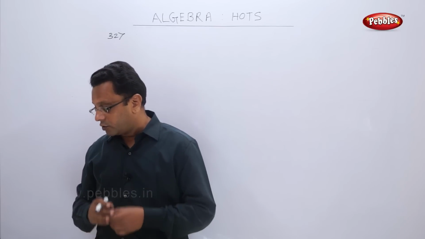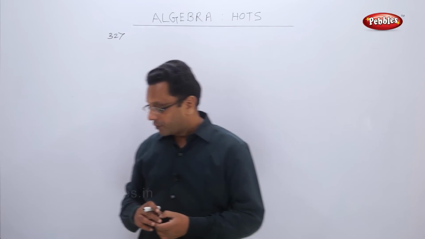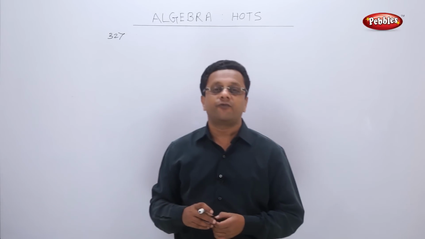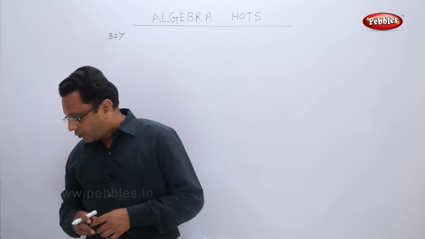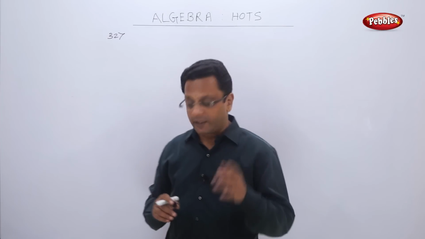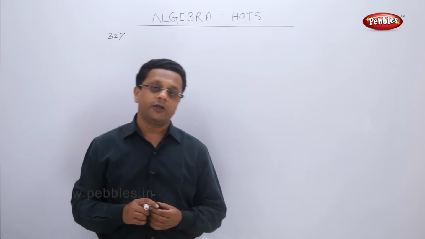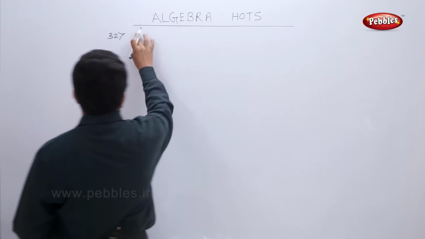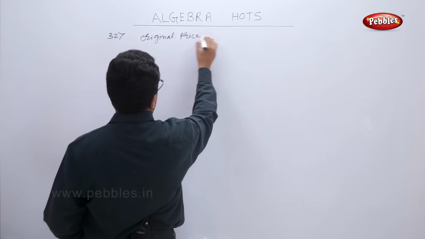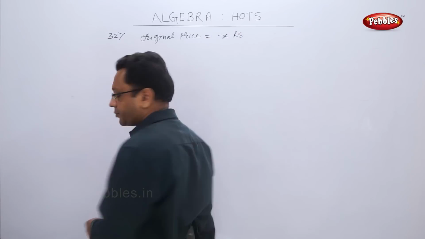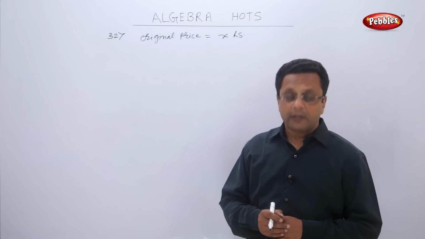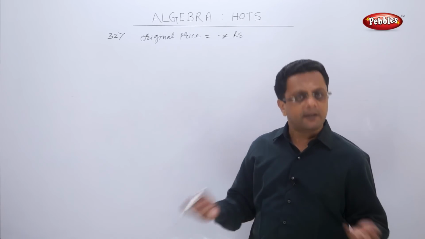Now again the wording is tricky. A businessman bought some items for rupees 600. Keeping 10 items for himself, he sold the remaining items at a profit of rupees 5 per piece. From the amount received in this deal, he could buy 15 more items. Find the original price of each item. Definitely, let the original price be x rupees. He bought some items for 600 rupees. That means how many items did he buy? 600 upon x.